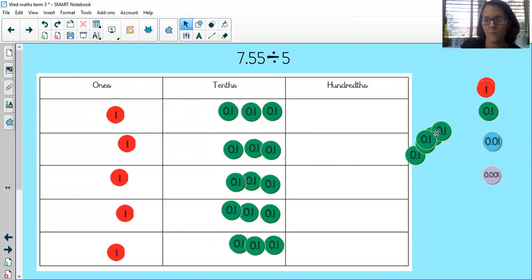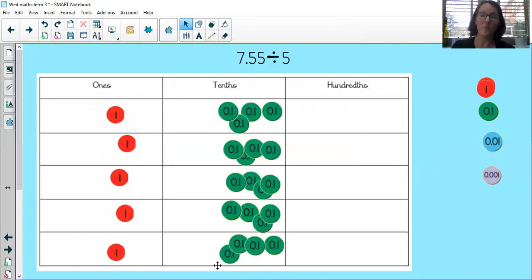Here we go. I'm sure you're all being very patient as I slide the counters into place. 4. Did you know we're going to have 4 in each one? Yes, because 20 divided by 5 is 4. So 2 divided by 5 is going to be 0.4, isn't it? And we've got 0.4 in each one. Great. So I've done the 7 divided by 5.